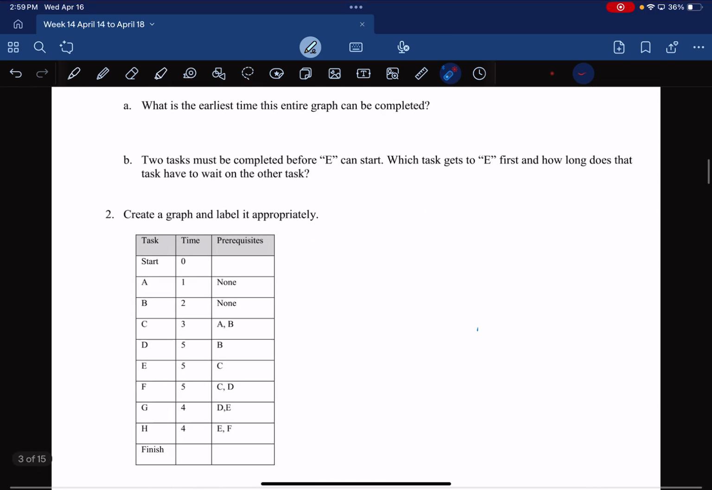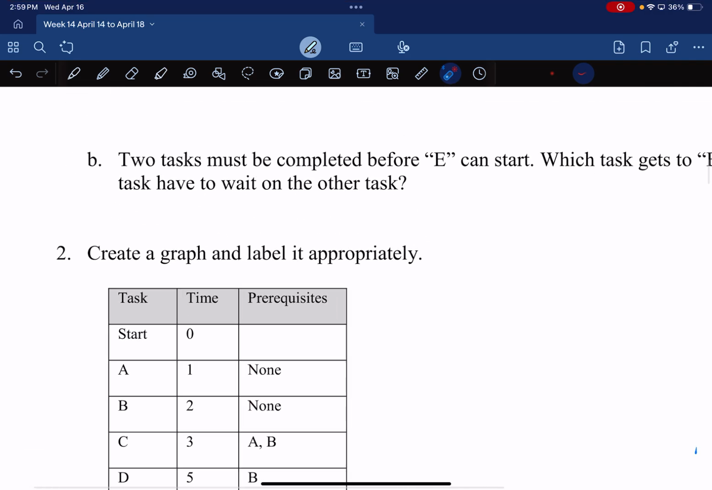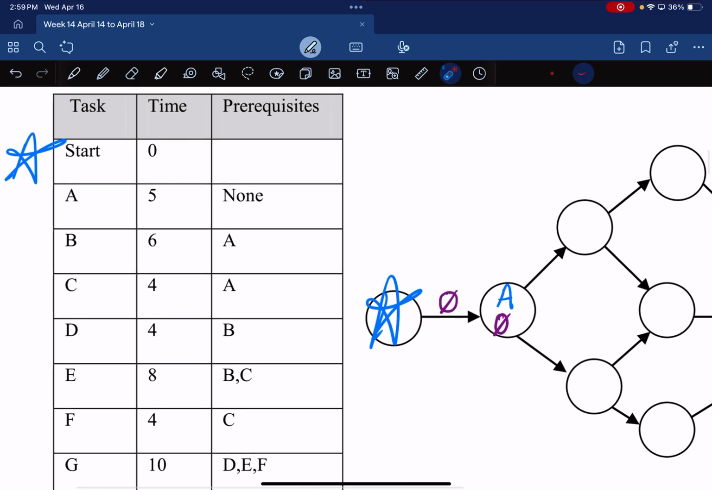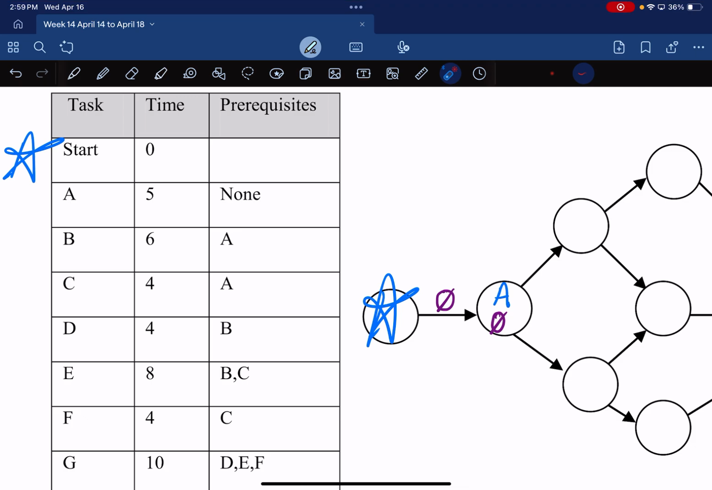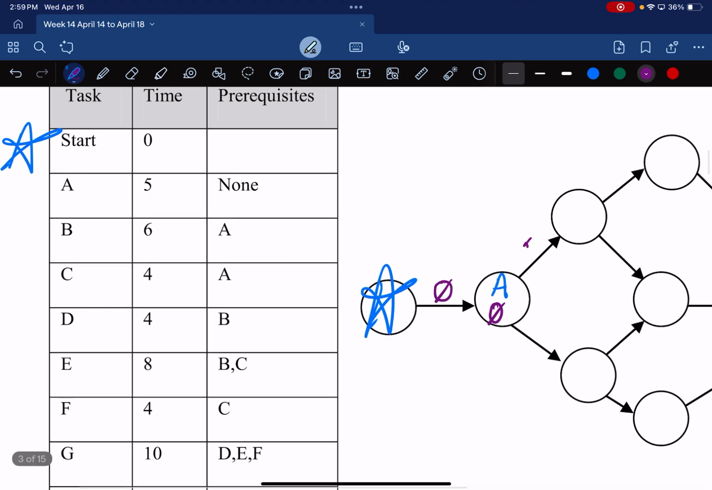We can go down here and look at this example. This has 2 nones, so the start of the event will be A and B. So I'm looking, and I have to ask, hey, how long is it going to take A to do their business? How long are they going to be up on stage dancing? Well, they got a whole 5 minutes. They're doing a solo for 5 minutes. So I'm going to put 5 right here on both arrows that are leading to the next set.